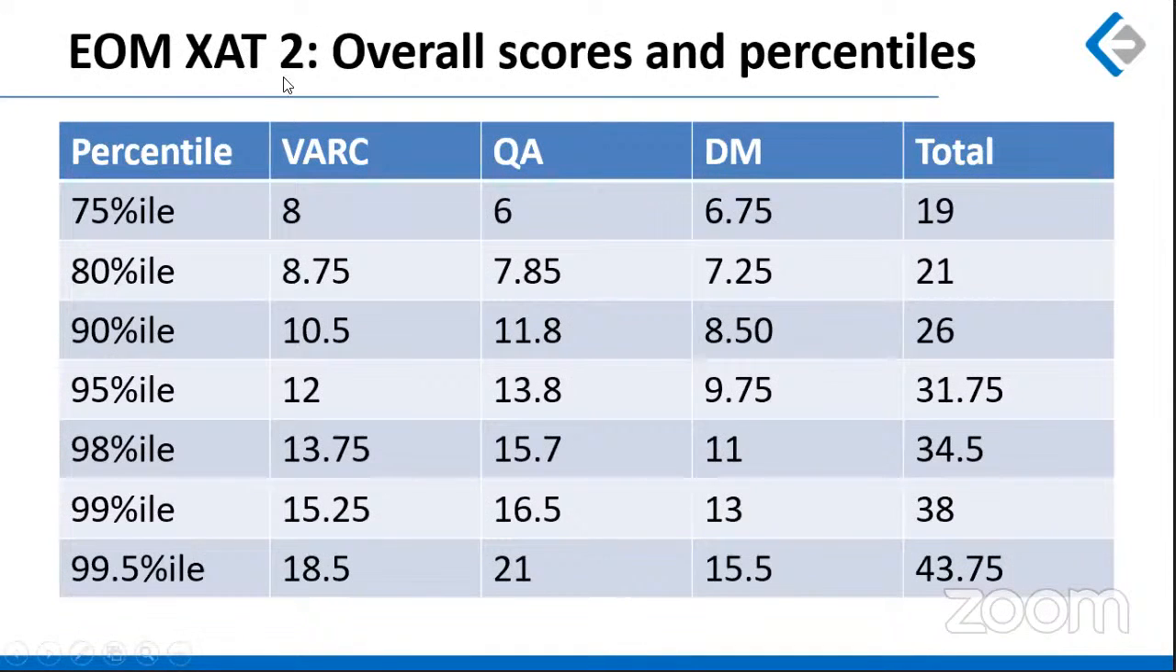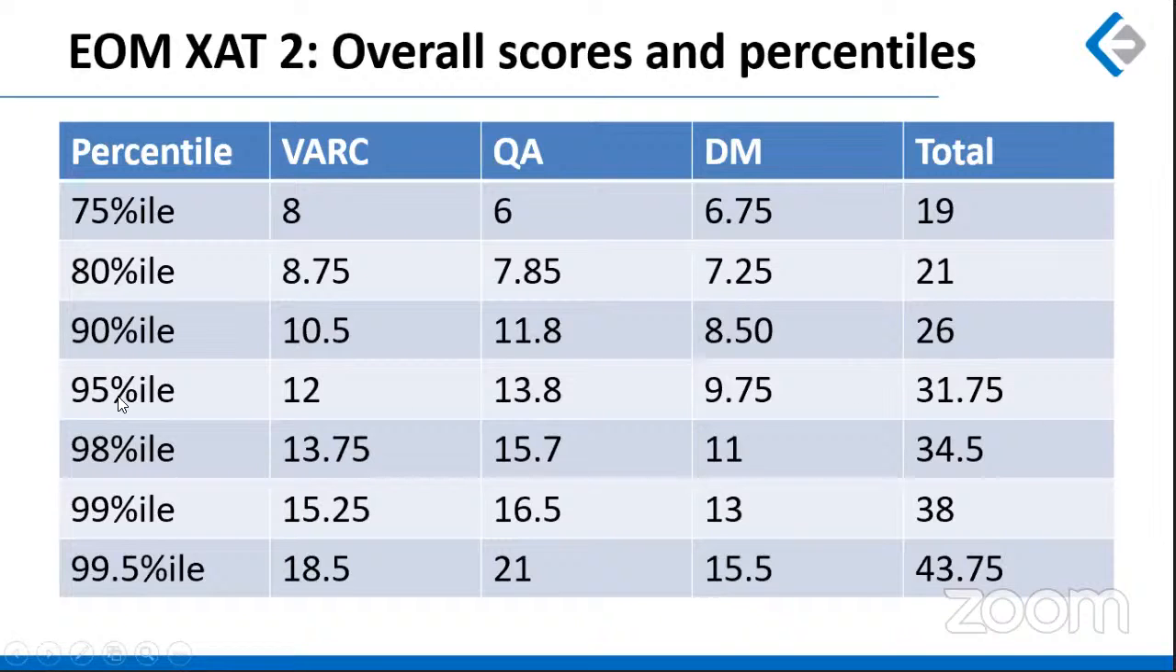Pardon this title, it is exactly XAT 1, not the other one. I'm so sorry for that. So 75 percentile, sectional we have already covered under different sections. So just focus on the overall percentiles and the scores. 75 percentile is available at a score of 19. 80 percentile at 21, 90 percentile. 90 percentile once again becomes an important benchmark for colleges like IMT Ghaziabad. So the score required for the same is 26. 95 percentile is around 31.75.